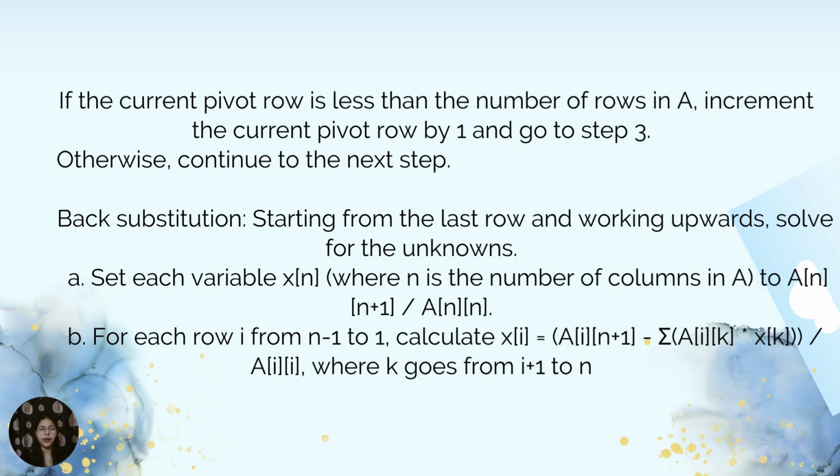A, set each variable xn, where n is the number of columns in A, to A of n plus 1 divided by A of n and n. B, for each row i from n minus 1 to 1, calculate xi equal to A of i, n plus 1, minus the summation of A of i and k multiplied by xk, divided by A of i and i, where k goes from i plus 1 to n.